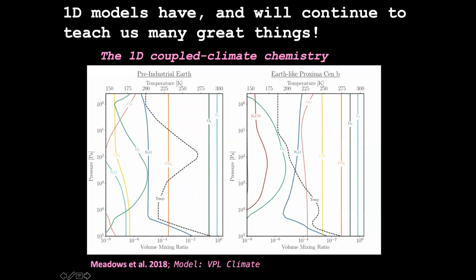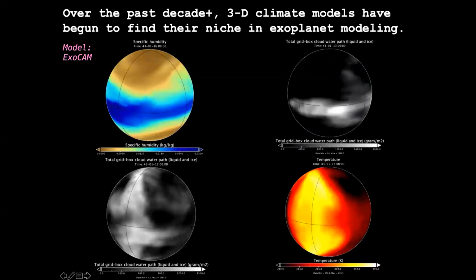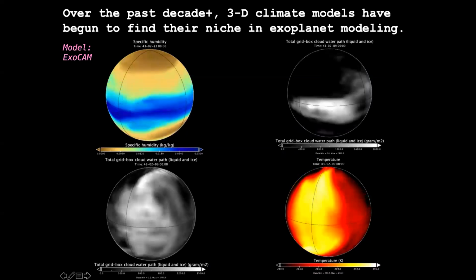1D models are also extensively used with coupled chemistry, such as here from Meadows et al. 2018 with the VPL climate 1D model, showing what the atmospheric constituents may look like, photochemically driven, for Proxima b, with a pre-industrial Earth baseline composition or a modern Earth-like baseline composition. However, over the last decade or so, 3D climate models have begun to find their niche in exoplanet modeling.